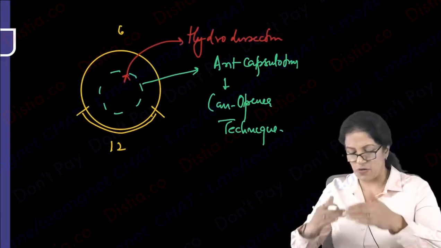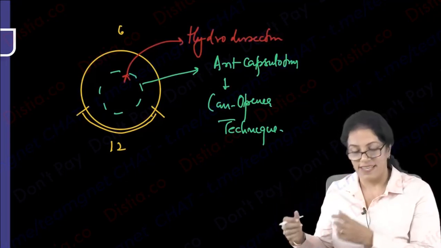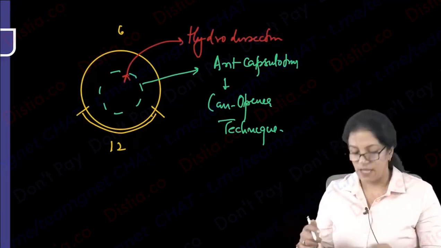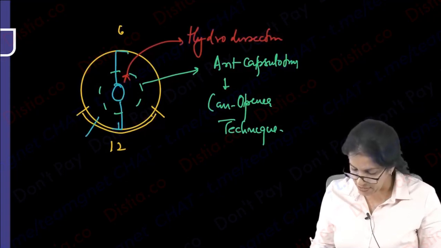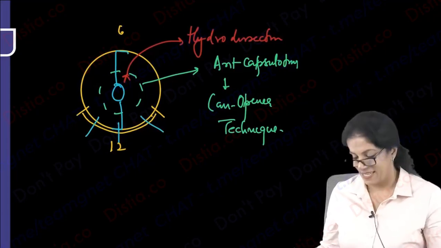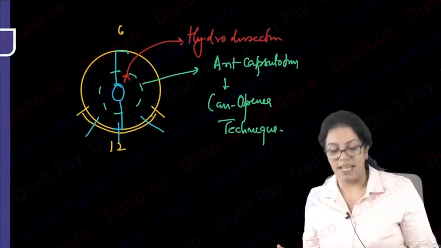After that, with pressure and counter pressure, take out the harder part, the nucleus. After that, clean the bag and put the intraocular lens. After cleaning the bag, we put the intraocular lens. Suture the section again with radial sutures. Okay, so this is your ECCE with PCIOL.